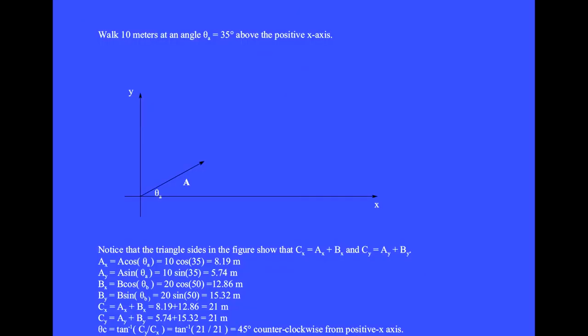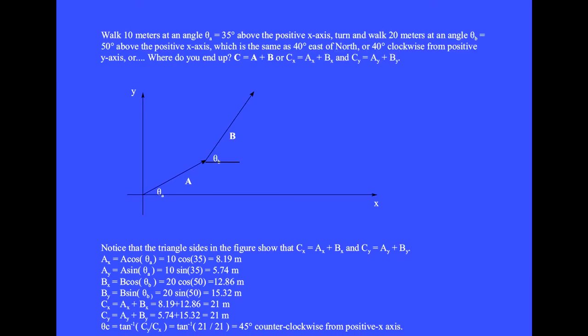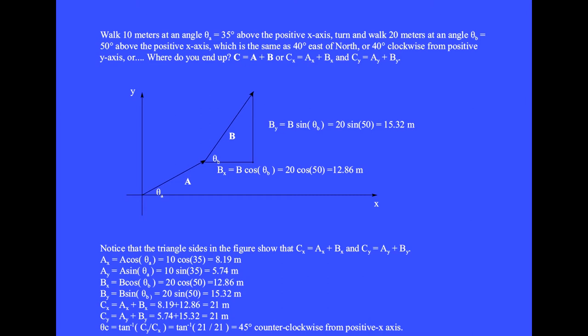After taking the first walk A, let's take a second walk B, which has a magnitude of 20 meters and is at an angle of theta B equals 50 degrees above the positive x-axis. Let's make a triangle for vector B. This side of the triangle is adjacent to the angle, so we write B sub X equals B cosine theta B, which is 20 cosine of 50 degrees, equals 12.86 meters. This side of the triangle is opposite the angle, so we write B sub Y equals B sine theta B equals 20 sine of 50 equals 15.32 meters. All of these numbers are recorded here.